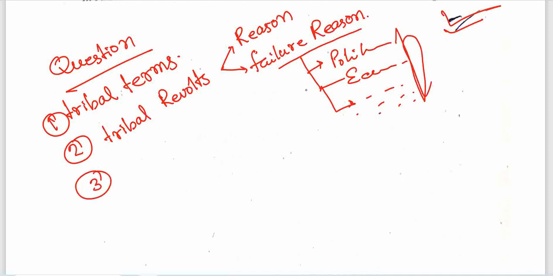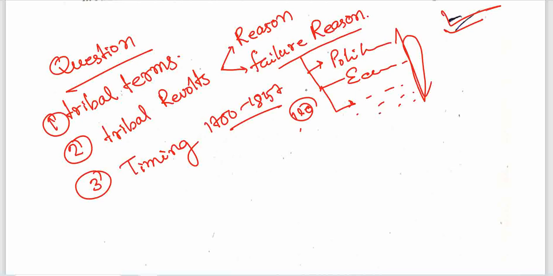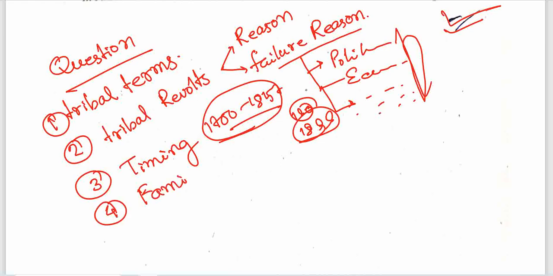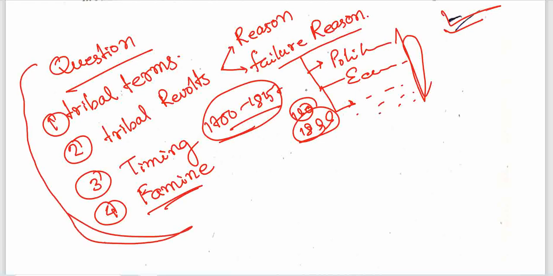The third point is the timing. This entire period is from almost 1700 to 1857. Also the Munda rebellion, which is near about 1899 to 1900. Anyway, there are various rebellions that happened. And the fourth one is famine. This will also be important. I will definitely add these important points from this particular chapter.